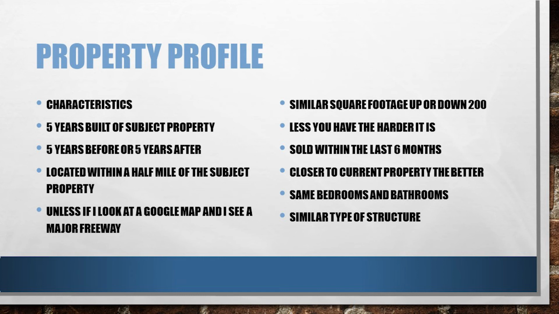Similar type of structure. Now, I'm in California, and so we have a lot of frame construction. We don't have a lot of masonry construction, those kinds of things. But in some parts of the country, we do. We have different types of construction. So if the construction model, the things that they use to build a house, is different, try to stay the same. And if the architecture of the properties is different, colonial and those kinds of things, we'll want to stay similar if we can.